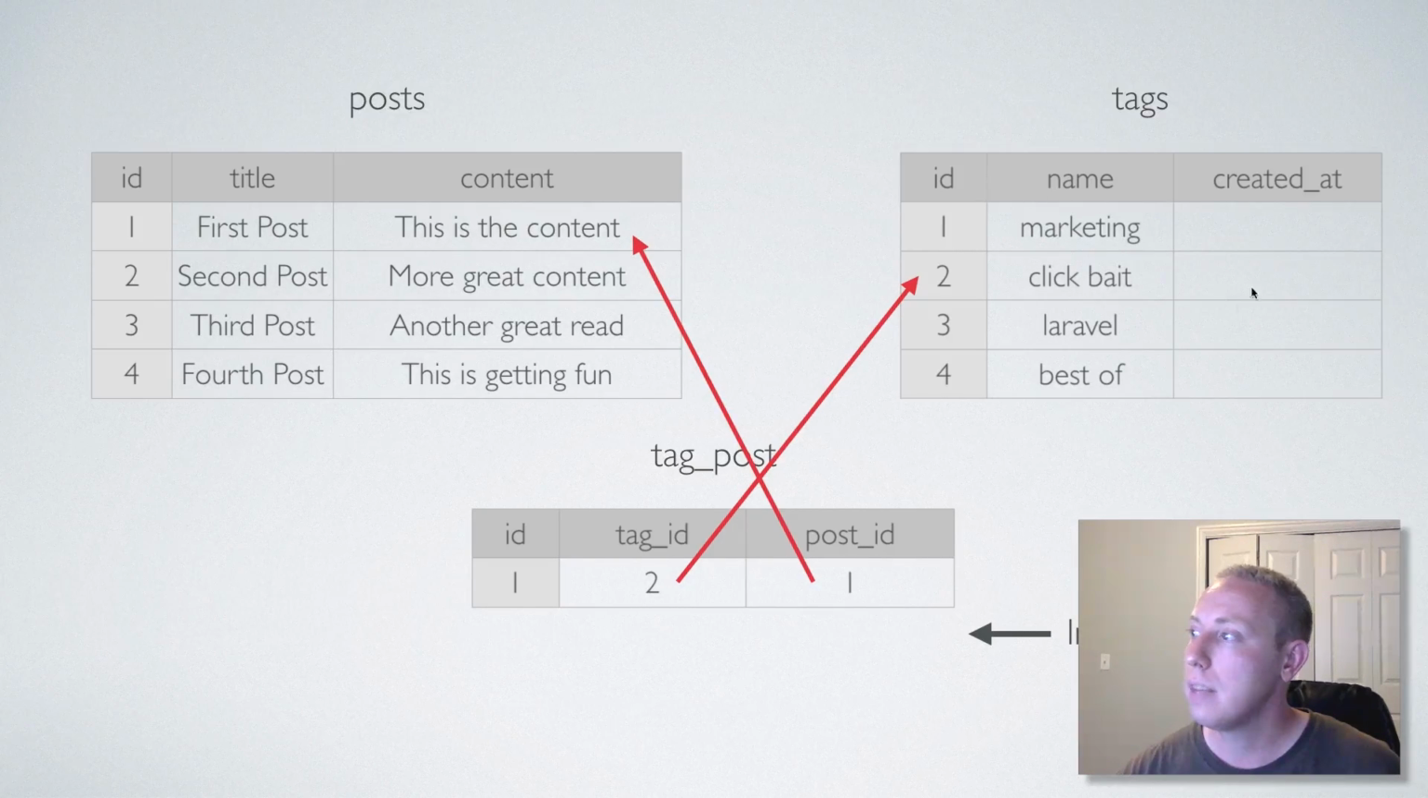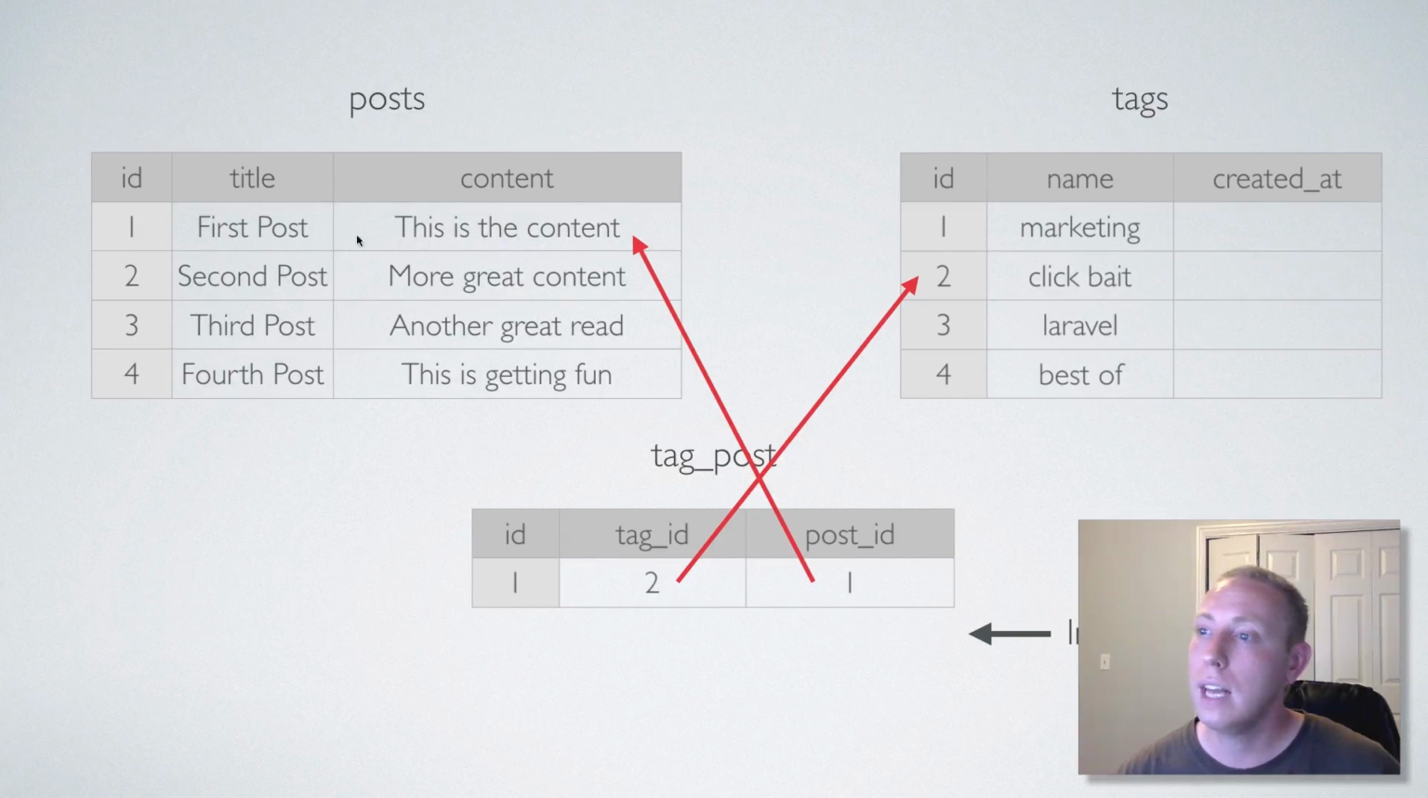It just needs to contain the basic information about the tags. What links to everything is this third intermediary table called tag post. Okay, and we'll talk more about the naming of this in a second, but the idea here is that every time we want to create a link between a post and a tag, we just create a new row in this table. So here we created our first row, and we've said that tag ID of number 2 belongs to post ID of number 1.